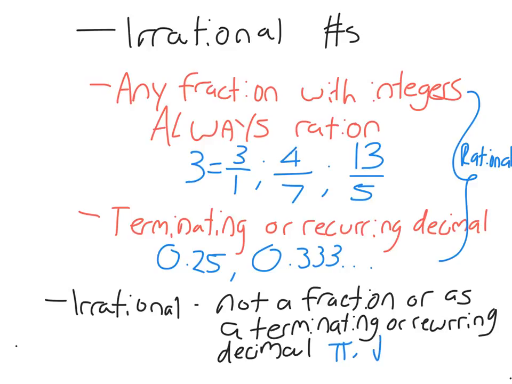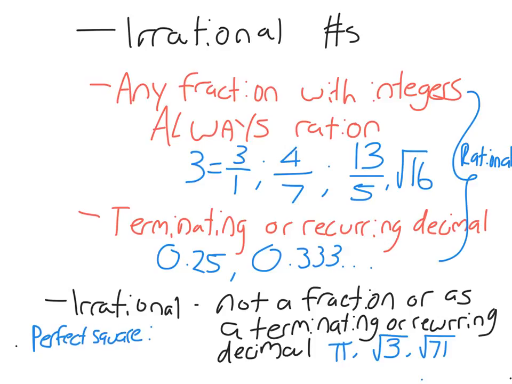But anytime you take the square root of a number that's not a perfect square, so the square root of 3, because 3 is not a perfect square, that's irrational. The square root of 71 is irrational because 71 is not a perfect square. But the square root of, say, 16 is equal to 4, so that would be rational because 16 is a perfect square.